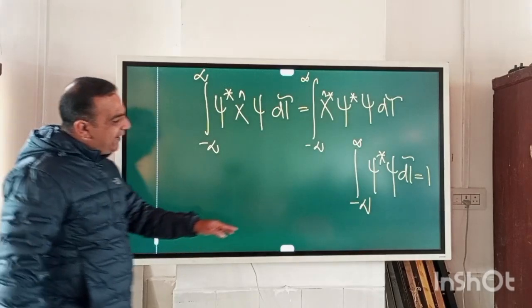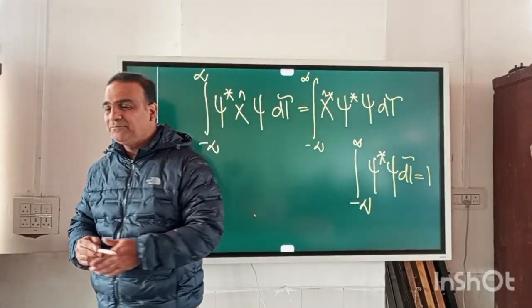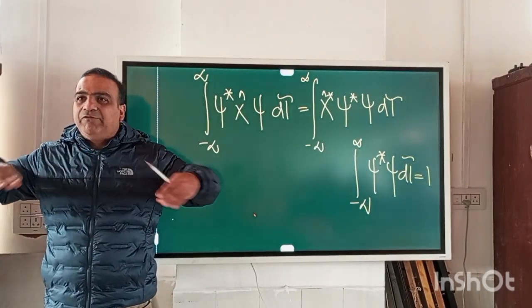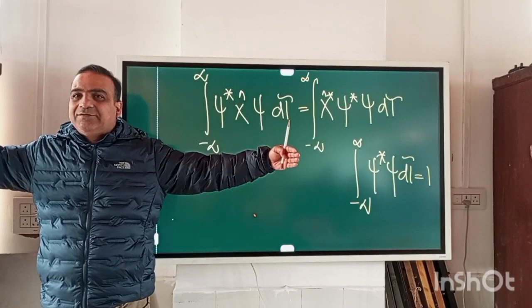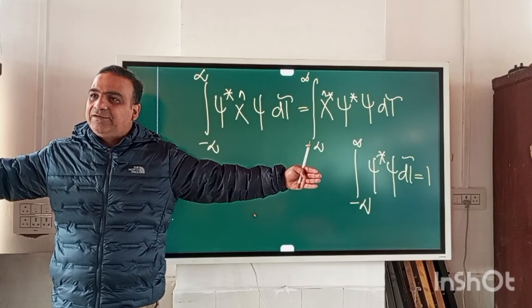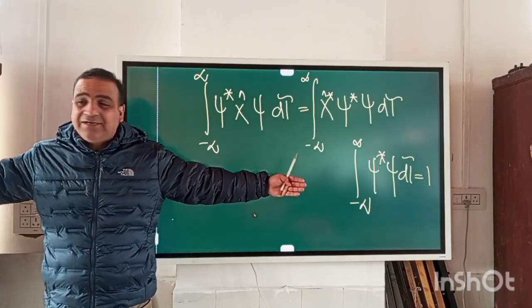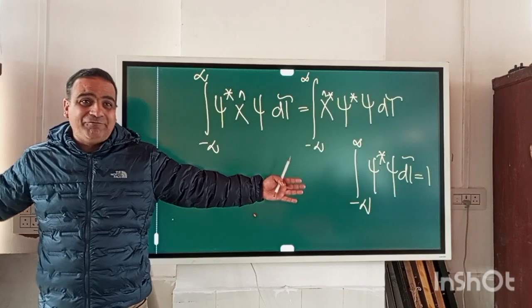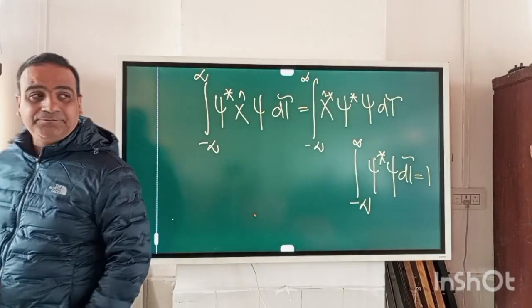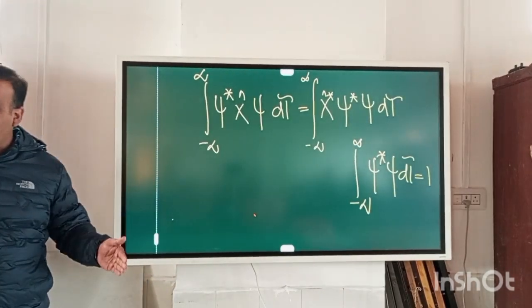Now, another question arises here: minus infinity to plus infinity. What should happen to the wave function at minus infinity? And what should happen to this wave function at plus infinity? The value of this wave function should vanish at minus infinity and it should vanish at plus infinity. Is this clear? Right?